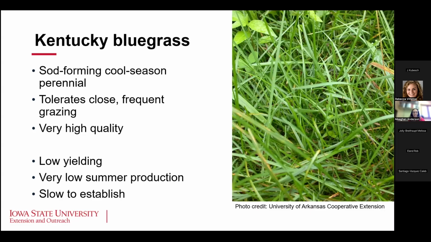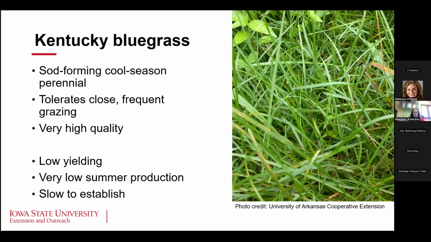And one of the best things about Kentucky bluegrass is it's incredibly high quality grass. But to its detriment, of course, it's going to be very low yielding. If you think of the grass in your lawn, it doesn't grow very tall. And so forage varieties of Kentucky bluegrass can typically get maybe 12 to 15 inches tall or so, but they're relatively short grasses compared with our taller cool season species.